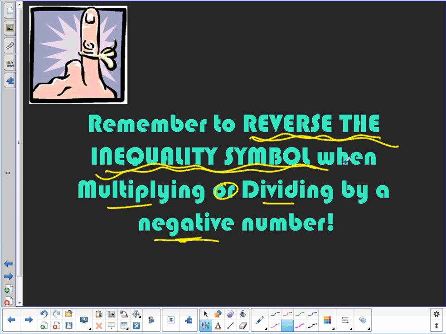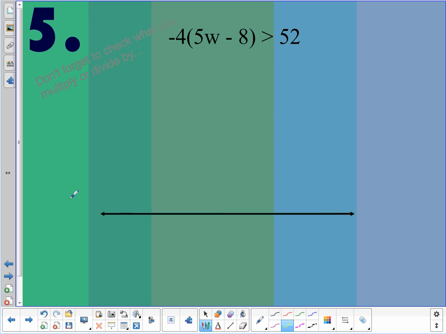All right, so let's flip over to the back of your notes and let's try some more examples. In number 5, I have negative 4 times the quantity 5w minus 8 is greater than 52. So the first thing I notice that I need to do is take care of that distribution. Negative 4 times 5w is negative 20w. Negative 4 times negative 8 is positive 32. Greater than 52.